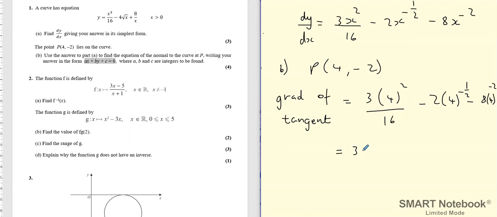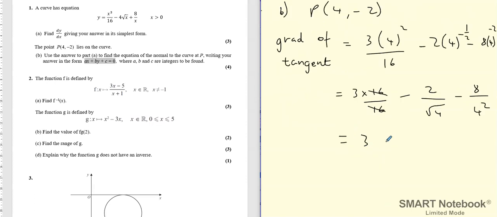And if I work that out, that's 3 times by 16 over 16, so 16's cancel out. 4 to the minus a half is the same as saying 2 over square root of 4, minus 8 over 4 squared. And so if we work that out, 3 minus 2 over 2 minus 8 over 16. So 3 minus 1.5 is 3 over 2. That's the gradient of the tangent.